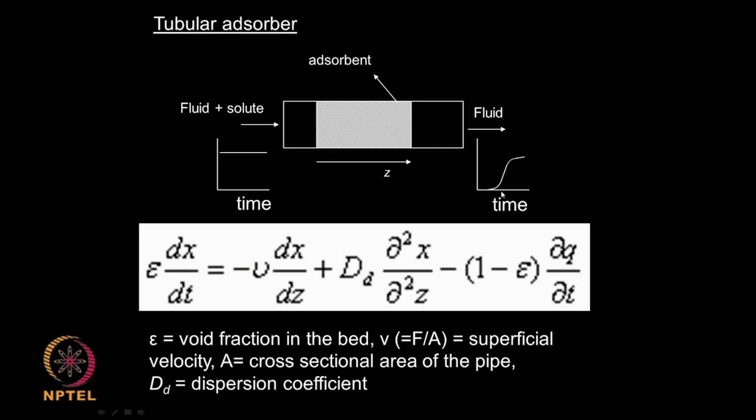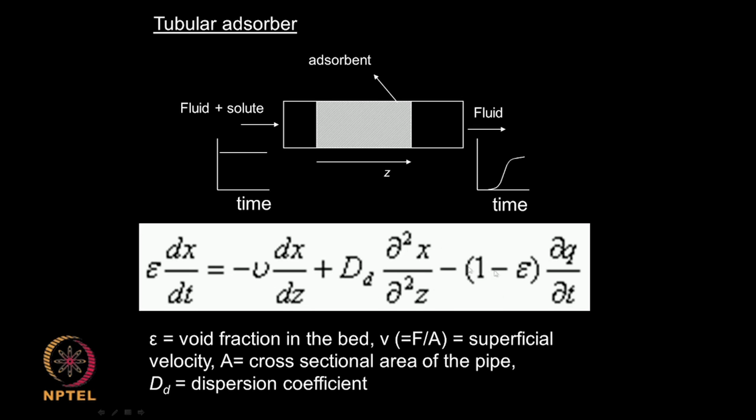After some time it takes off. This time is called breakthrough, and this is called a breakthrough curve. Initially the adsorbent is very fresh, so all the solute gets completely adsorbed. But as it gets saturated, after some time the adsorbent has no power to capture the solute. So the solute that is entering starts coming out, and then finally it comes out fully. This is called a breakthrough curve, and this is the equation.